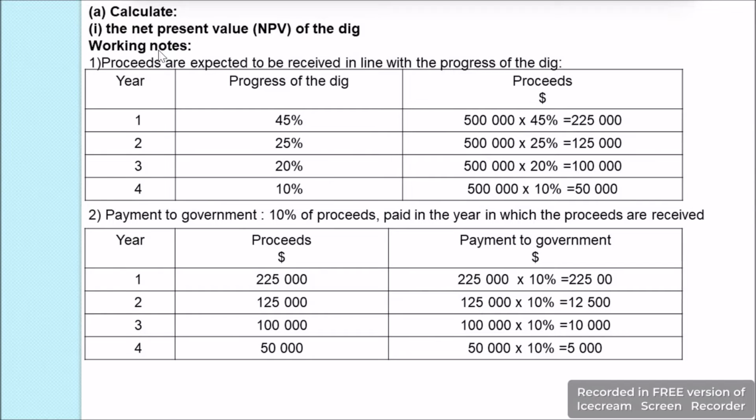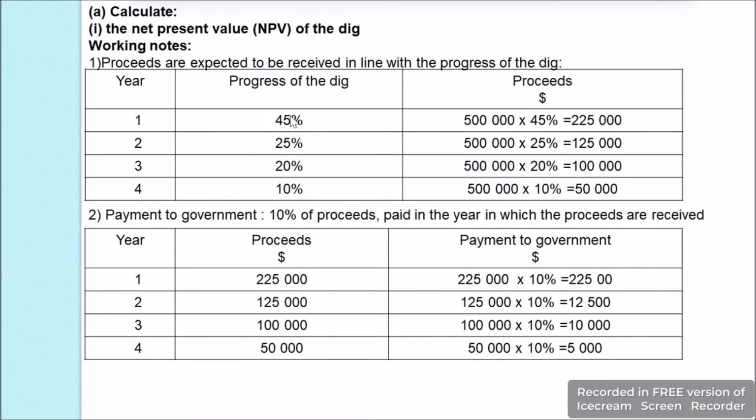In part A of the question, we are asked to calculate the net present value, the NPV, of the dig. So let's start with our working notes. We'll start with the proceeds, which are expected to be received in line with the progress of the dig. We have been given the progress, and the amount of proceeds was $500,000, which is given on the basis of the progress of the dig.